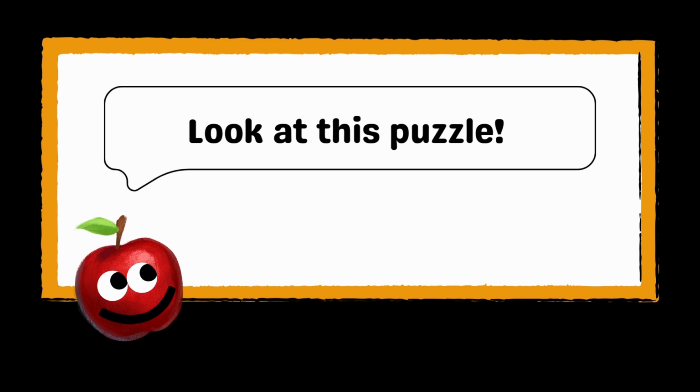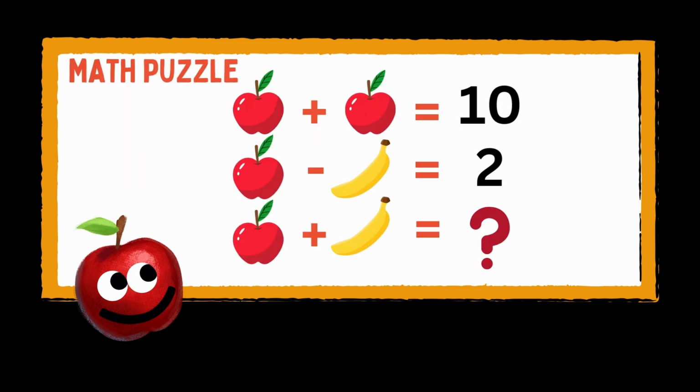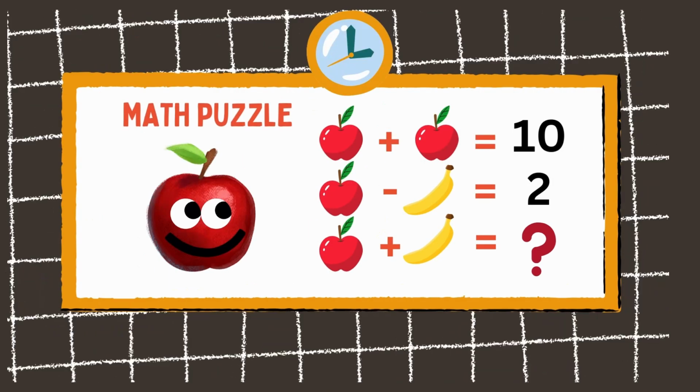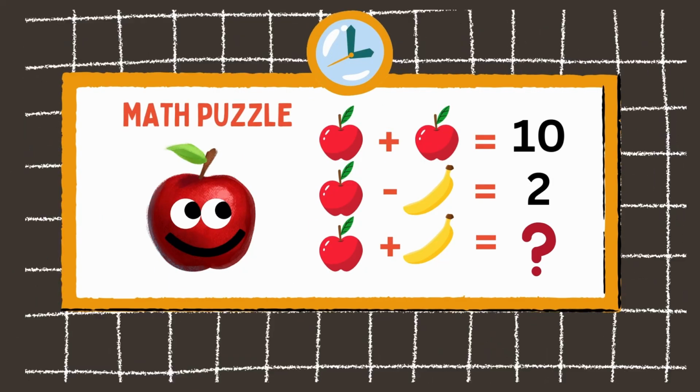Look at this puzzle. Apple plus apple equals 10. Apple minus banana equals 2. Now, here's the question. What is apple plus banana? Thinking time.